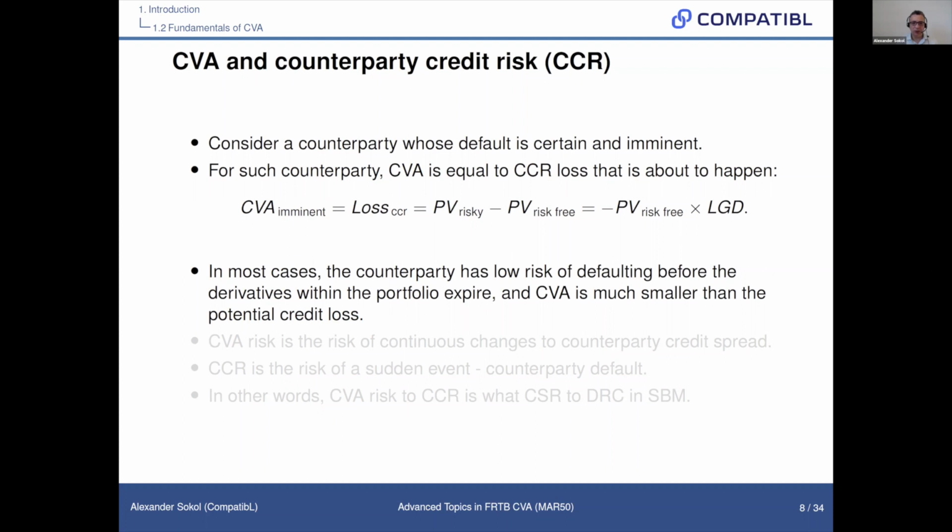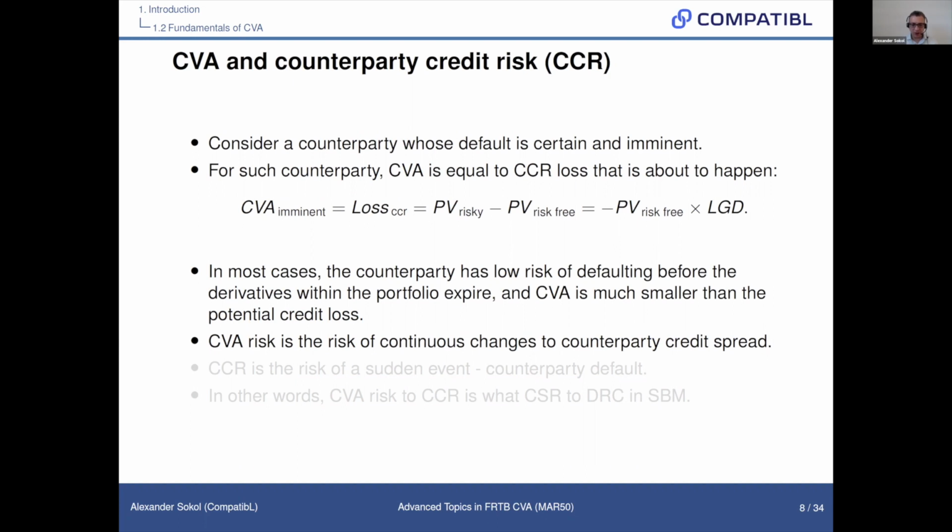And if they default after maturity of all of the derivatives you have with them, which arguably could be very long, maturities could be a 30-year swap, but still the majority of exposures are usually shorter dated, then you don't experience any loss. So you carry CVA for them, but it doesn't hit your pocket. That's what makes CVA much smaller than potential credit loss in most cases.